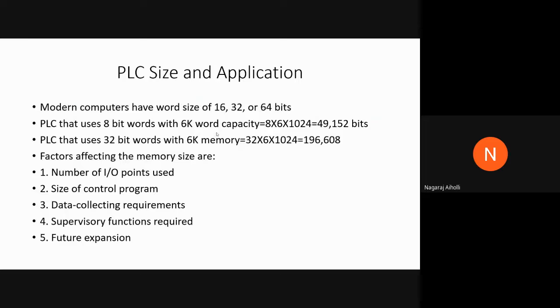And a few of the factors which affect the memory size. The size of the memory which is used to store the data and the program is decided by the number of input output points. If the number of input output points is more, then the memory required is also more. If the input output points are less, the memory required is also less. The size of the program also decides the memory size. The complexity of the processes you are controlling also decides the size of the memory. So these are a few of the factors which decide the size of the memory.